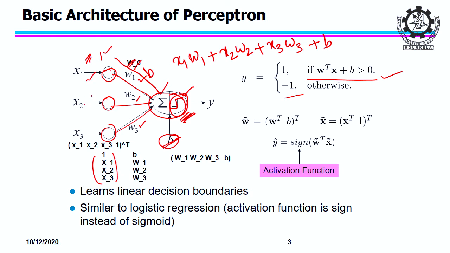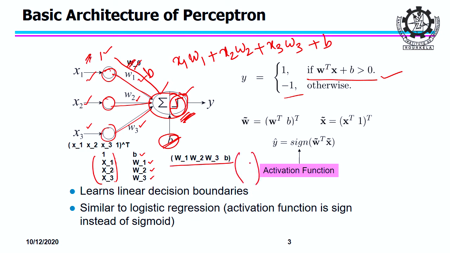Then x1, x2, x3. What is W transpose? The weight is also a vector: W b, W1, W2, W3. Whether you write b at the beginning or the end, it does not matter, the value remains the same. Now if you take the transpose of W, it will be like that, and then x is a column vector.